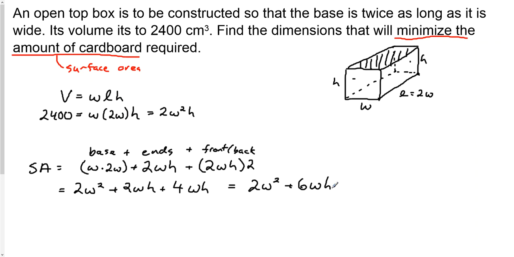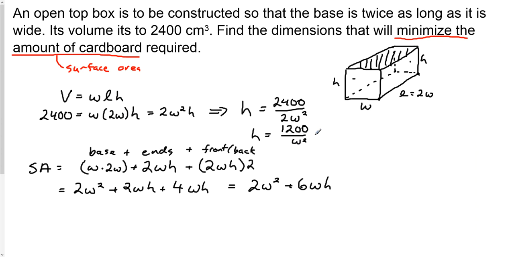In order to do all of that, we need this to be a function of 1 variable. So we've got to get an expression for either w or h in terms of that other variable. And that's going to come from our volume expression up here, because we can take this and rearrange this to solve for h. H is going to be that 2,400 divided by 2w squared, or let's see, 2,400 divided by 2 is just going to be 1,200 divided by w squared.